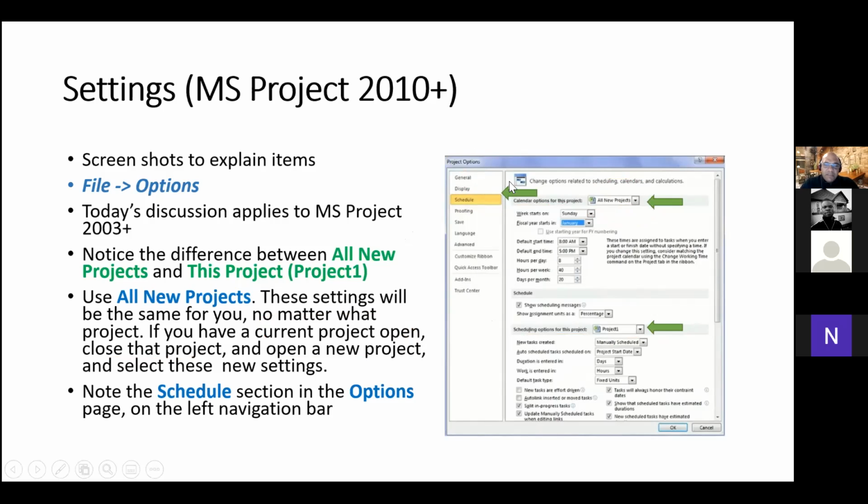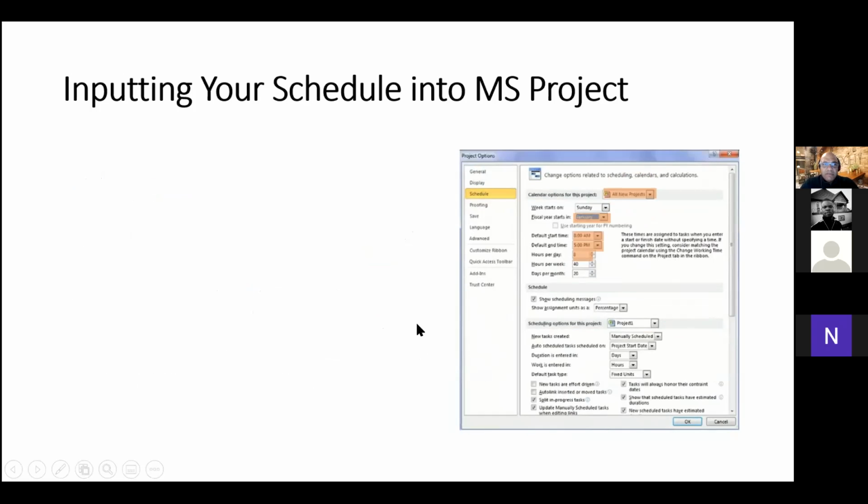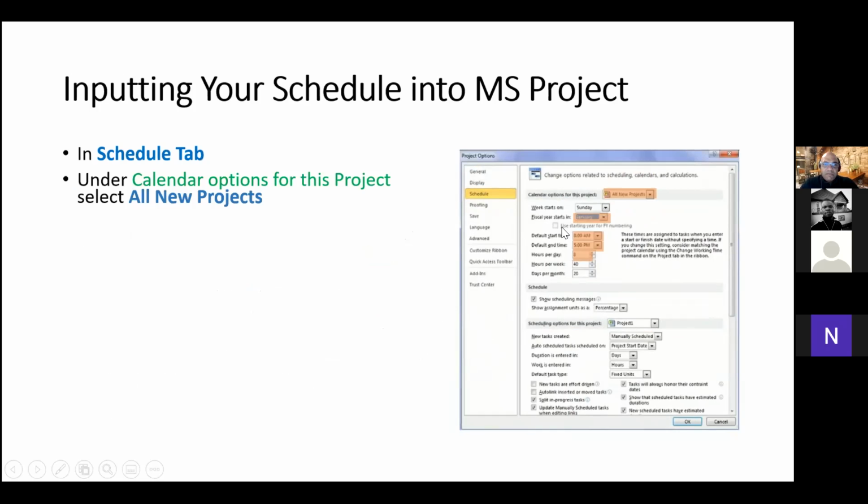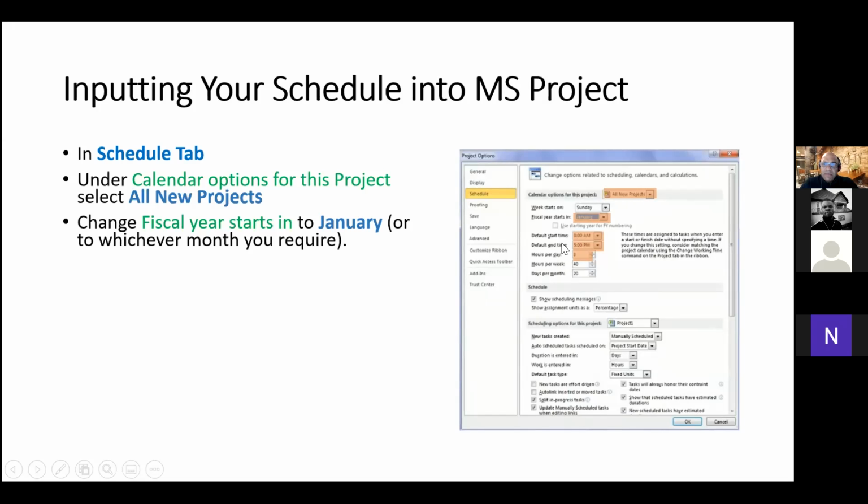Now, as I said, note the schedule section in the options page on the left navigation bar. I already indicated that one, so we're okay with that. These are a few more settings we have to do. Like I said, in the schedule tab, calendar options for this project will be all new projects. The fiscal year starts, let me try and get some annotation here, just a sec.